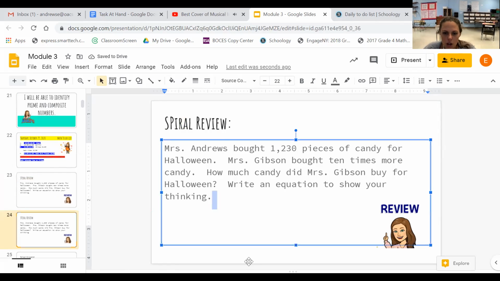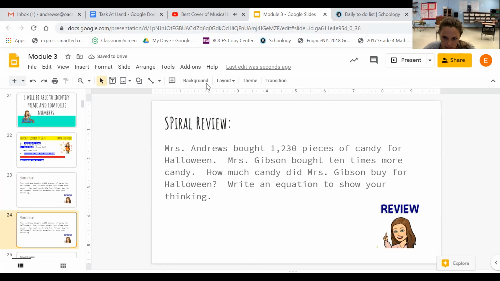All right. So hopefully when you solved this, you were thinking about, we have 1,230 pieces of candy, and Mrs. Gibson has 10 times more. My variable, the letter we're solving for, or the value we're trying to find, is C for candy. So if I have 10 times more, this is my equation. This is what I'm solving for.